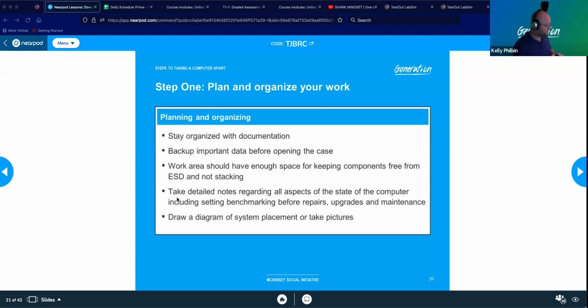And one way to do that, I have a mat that has a bunch of little holes in it, and I can lay the screws out in there in the order in which I do them. And I always take them off in the same order. I start in the upper left-hand corner and I work clockwise. That's my method. You need to create a method that works for you.